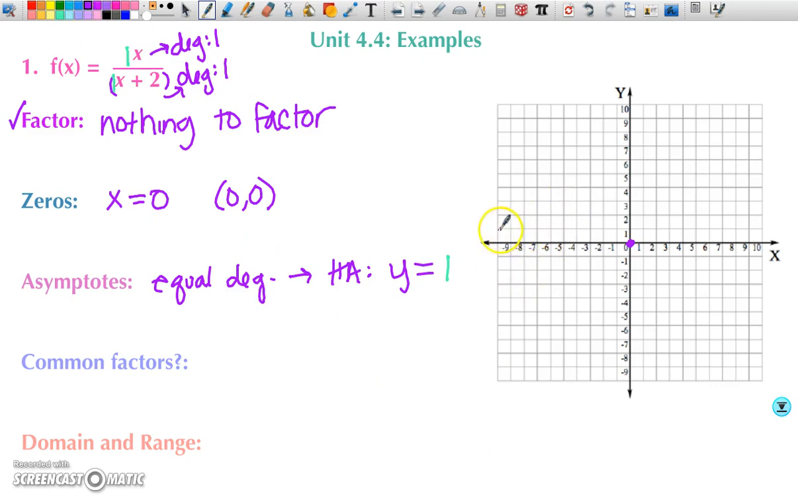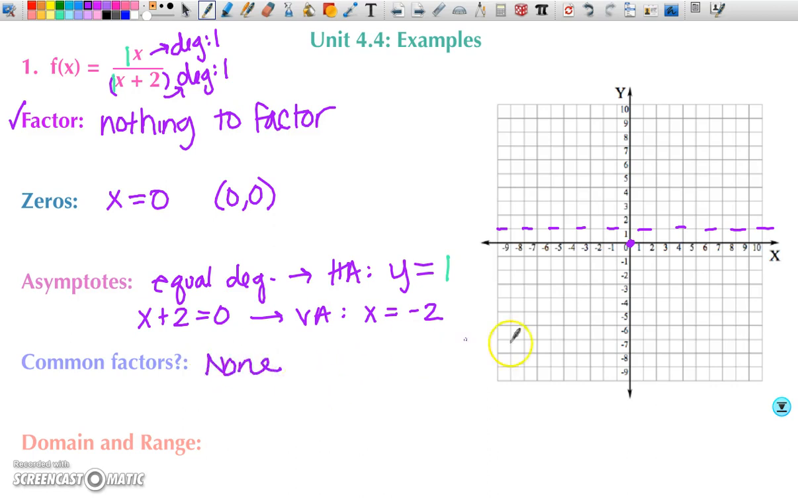So I'm going to go ahead and just put that horizontal asymptote right there at y equals 1. Then to get your vertical asymptote, you take your denominator and set it equal to 0, so x plus 2 equals 0, which means that your vertical asymptote is at x equals -2. All right, common factors, we don't have any, so we don't have any point discontinuities. Oh, and we should probably put our vertical in here at x equals -2. There we go. Then we want our domain and range.